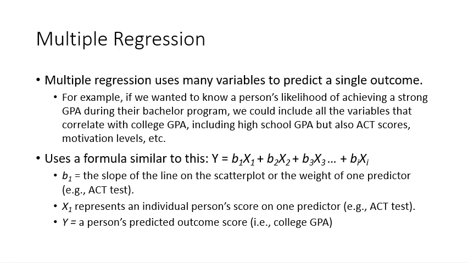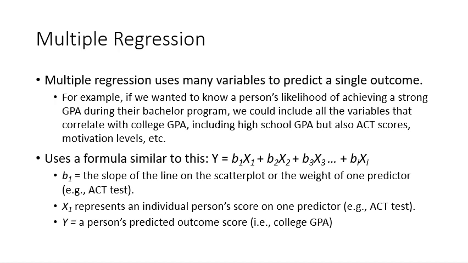a single outcome. So if we wanted to know a person's likelihood of achieving a strong GPA during their bachelor program, we can include all the variables that correlate with college GPA. Like we might include high school grade point average, we might include ACT scores, we might include motivation levels. There could be a number of variables that we could think of that might help us to predict someone's college grade point average. And why might we want to do this?